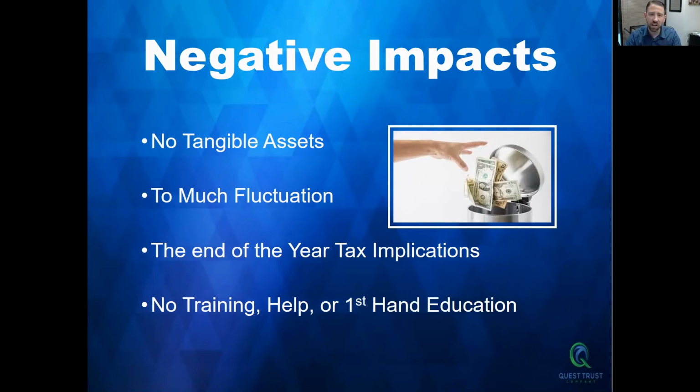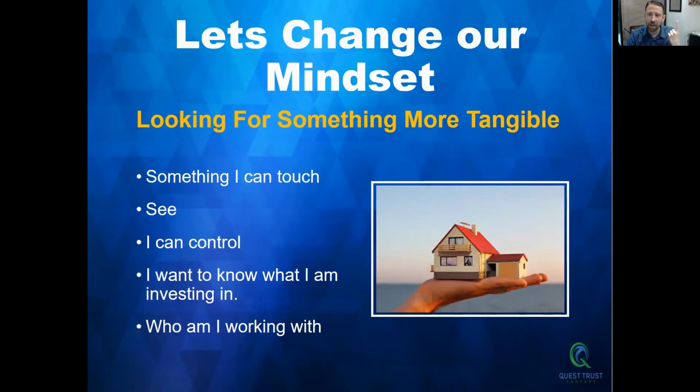So I started talking and I looked around, and my dad told me I had to change my mindset a little bit. What is something that makes sense for me to invest in that I can touch, right? What's something that I can see? Can I control this investment? I want to know what I'm investing in. And not only that, I want to know who I'm working with. And if I can answer yes to each one of these types of questions, suddenly that might be something that makes sense to invest in, all right?